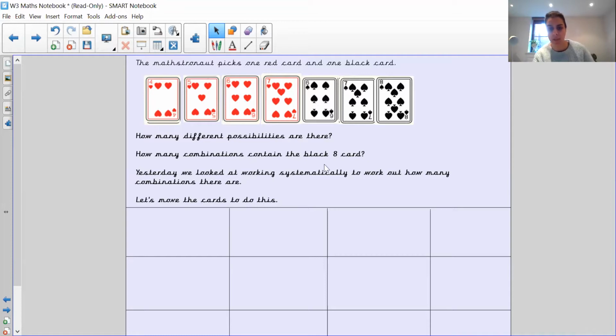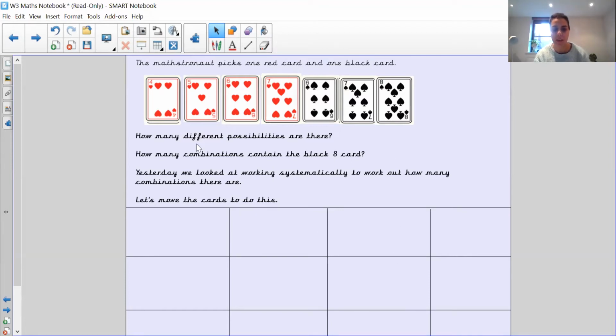Now, what I said in the live this morning, systematically means when you're working something out using a pattern. So you can use it in a systematic way, so you're using a system to help us work it out. So we need to see how many different possibilities there are. And there are some grids down here to help me.